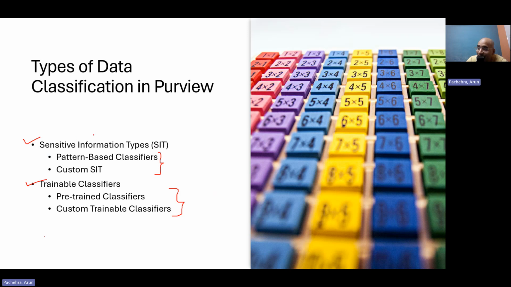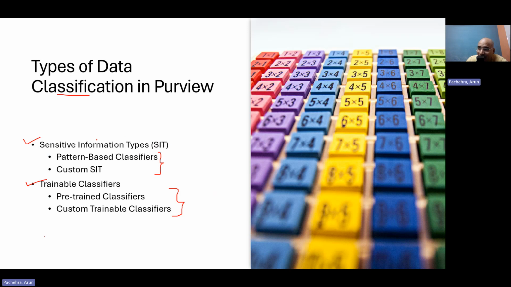Before we go into it, we understood the classification, right? What is classification? It is the process of finding, tagging, and labeling sensitive or important information in your environment. You are classifying the data. All right. Now, how are we classifying? With the help of classifiers, these are types of data classification. One of them is SIT, which is sensitive information types.